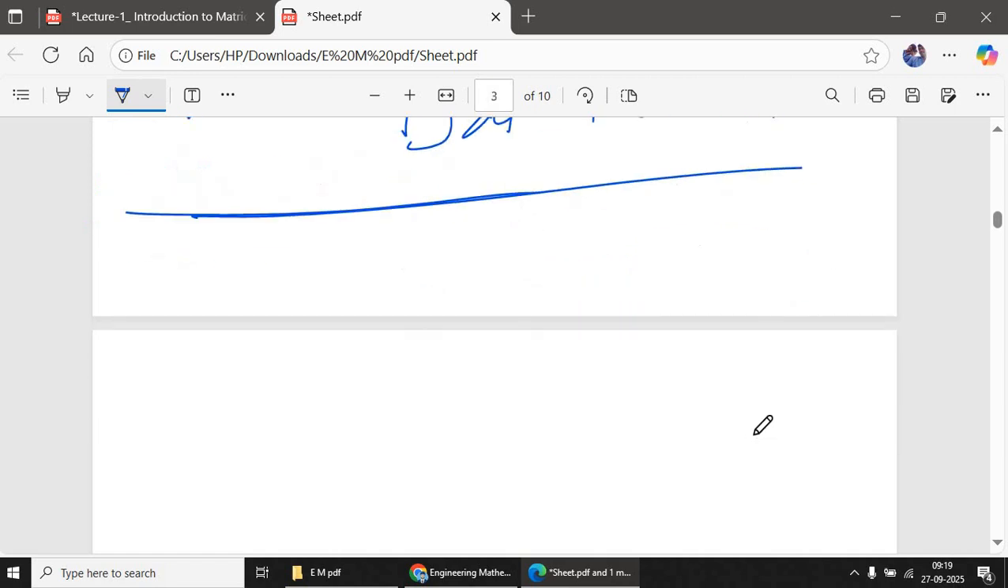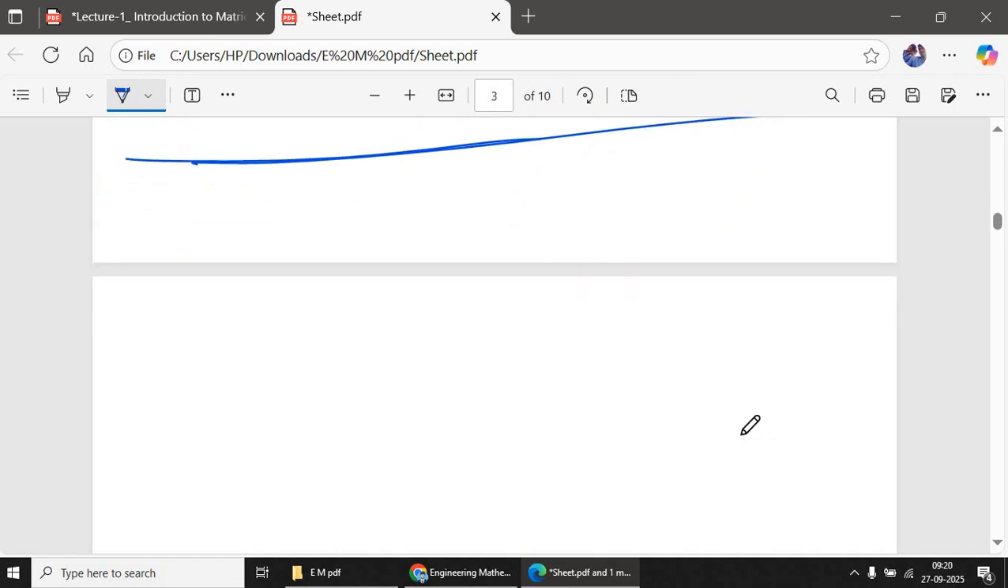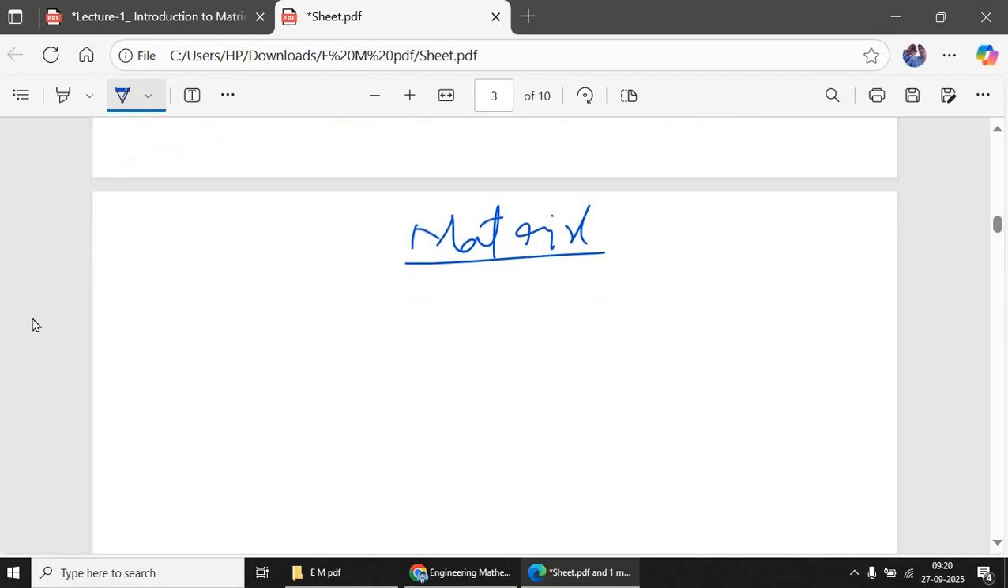Now coming to lecture 1, we have discussed matrix and basic operations. Coming to the matrix, what is a matrix? A matrix is nothing but an array with rows and columns.